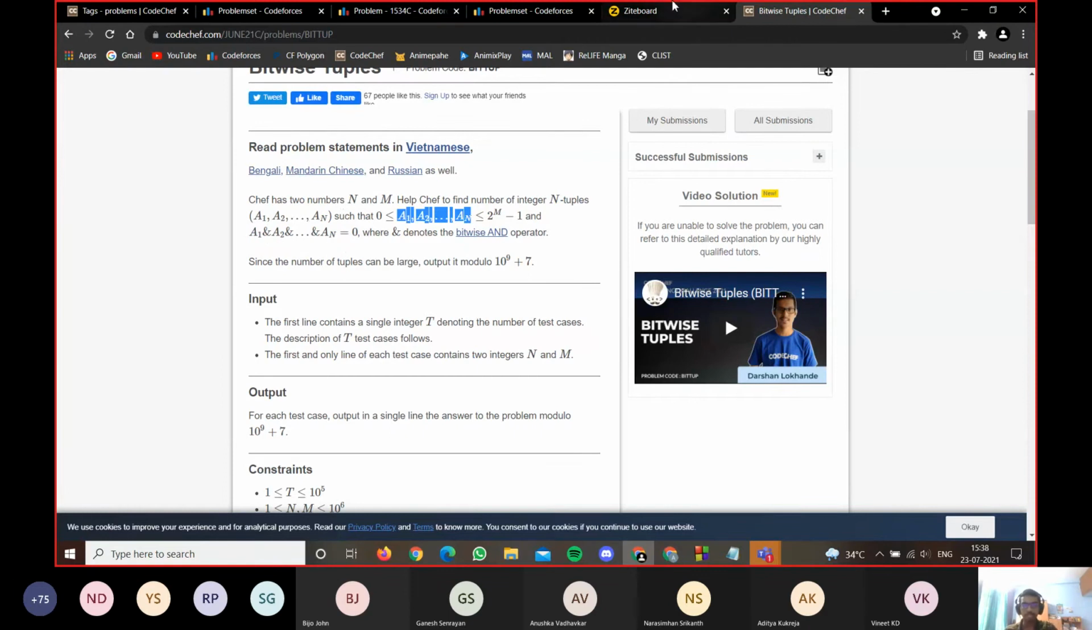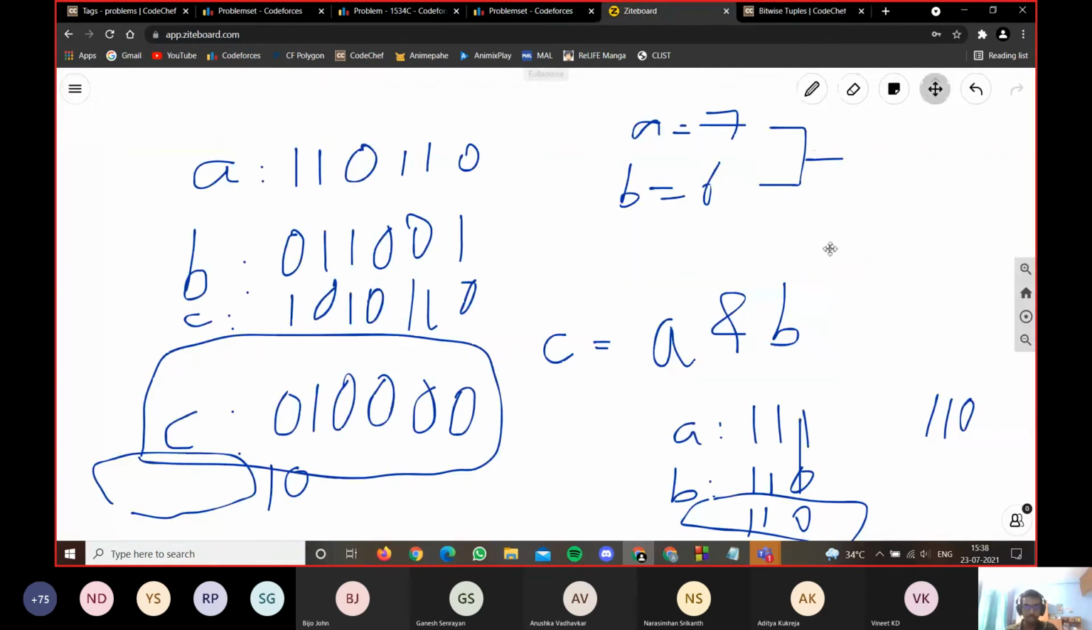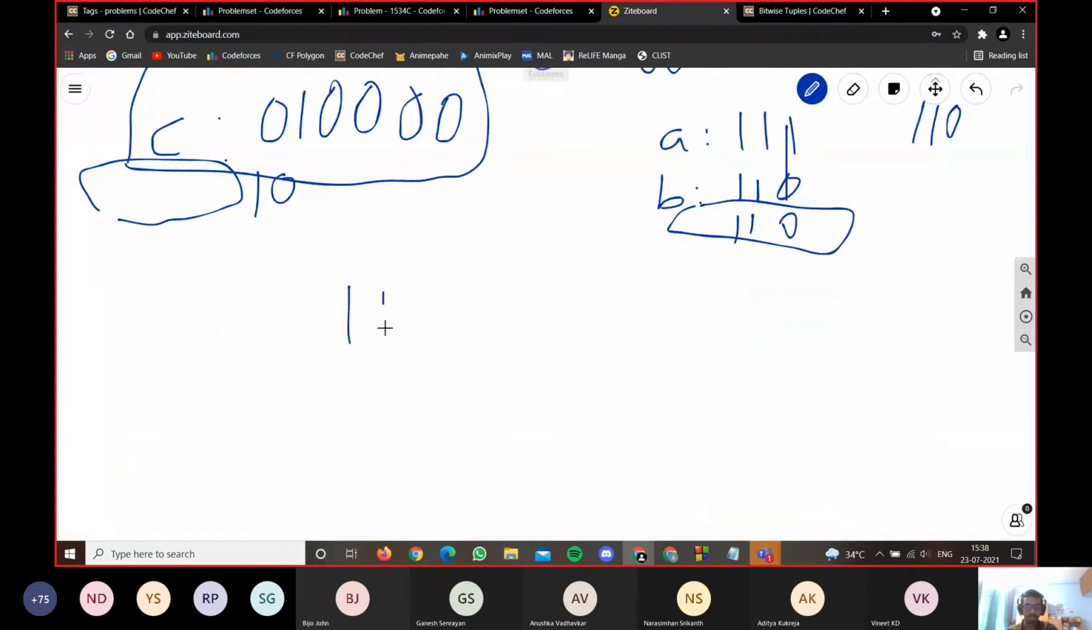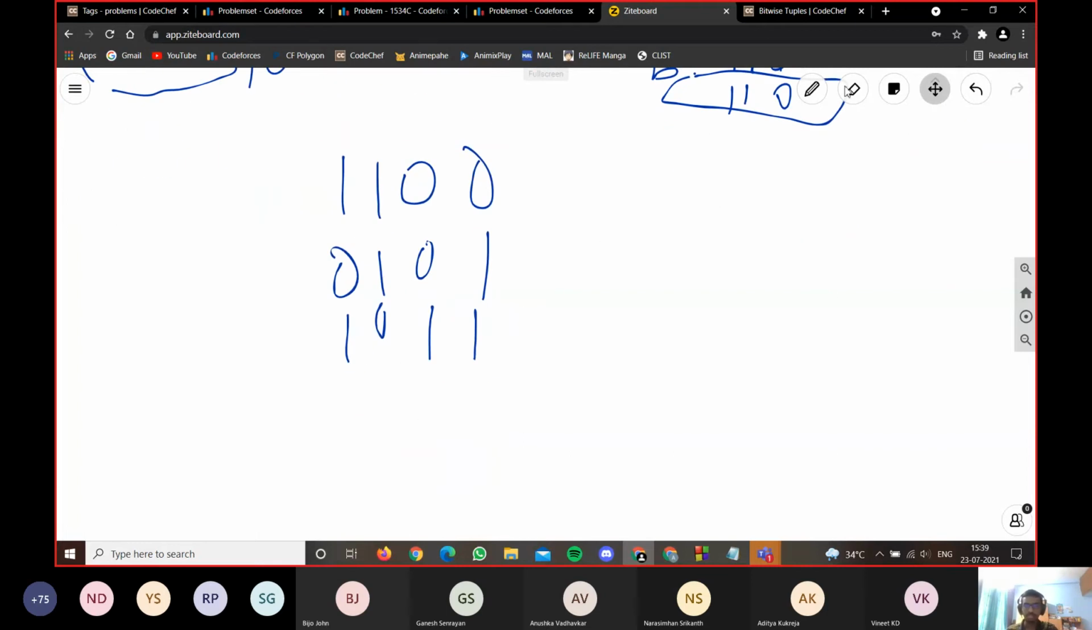Bitwise AND of n numbers is 0 means none of them. So maybe I'll take an example and show: 1 1 0 0 0 1 0 1 1 0 1 1. Now the bitwise AND of these numbers is 0 because in this place there was a 0, in this place there was a 0, in this place there is a 0, in this place there is a 0. So even if one of the bit positions has a 0 in it, the bit in the bitwise AND will be 0.